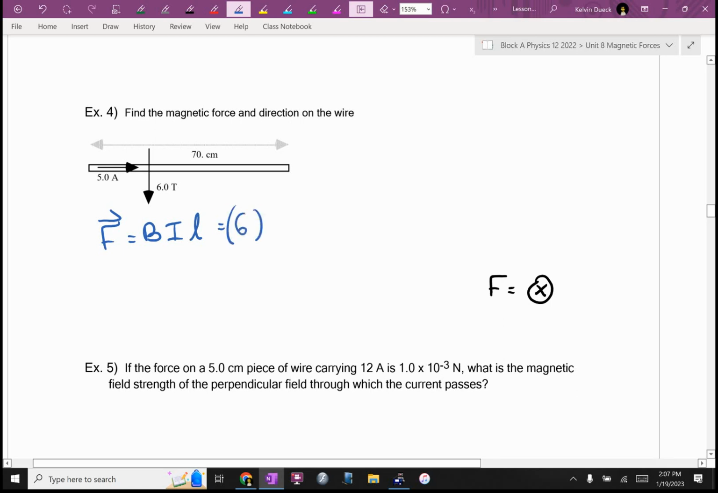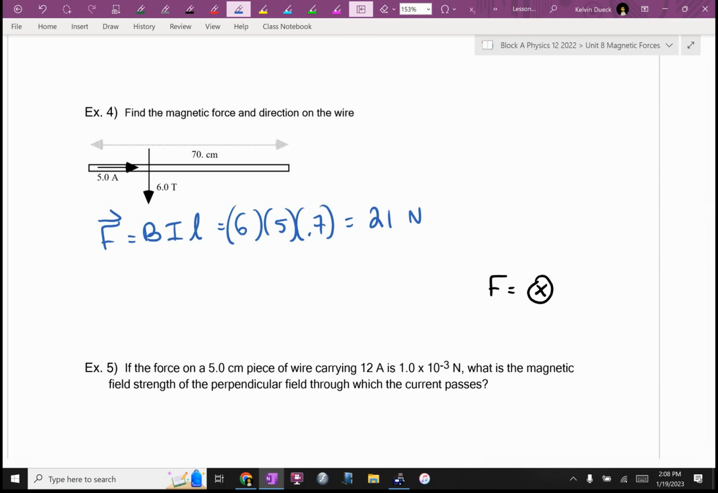6. How big is the current? 5. What's the length? Don't say 70. 0.7. Heck, I can do that in my head. Some of you might even be able to do that in your head as well. It's going to be 30 times 0.7. 21? 21 newtons into the page.